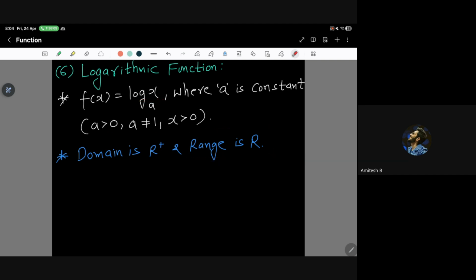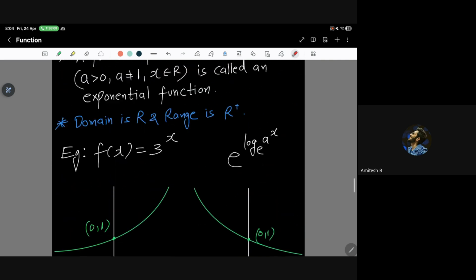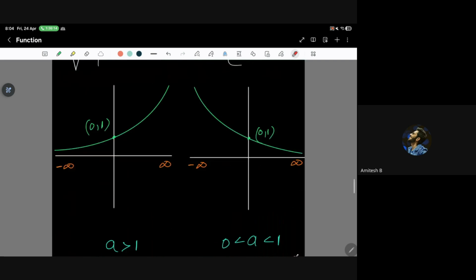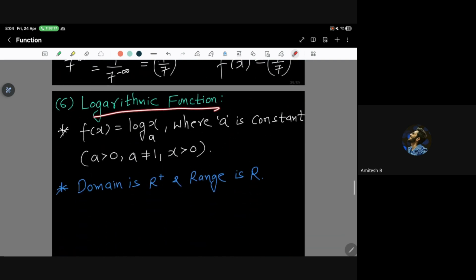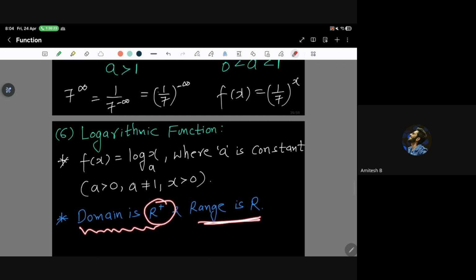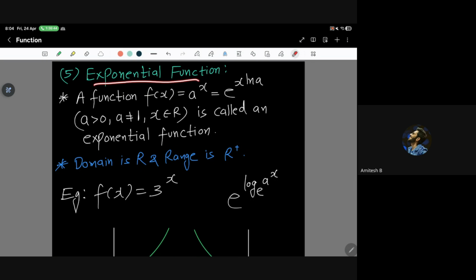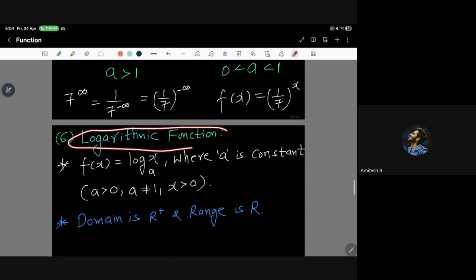Okay. So now just observe one thing. In the exponential function, the domain is R. In the logarithmic function, the range is R. In the logarithmic function, the domain is R plus. In exponential functions, the range is R plus. So in logarithmic and exponential functions, domain and range interchange their roles. So whenever domain and range interchange their roles, we call such functions inverse functions. So exponential function and logarithmic function are inverse of each other.